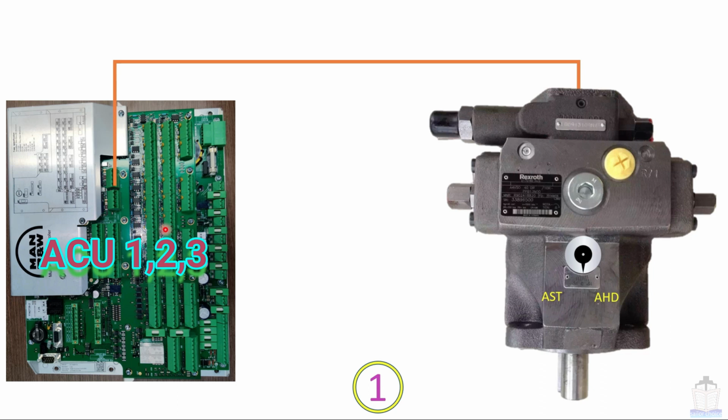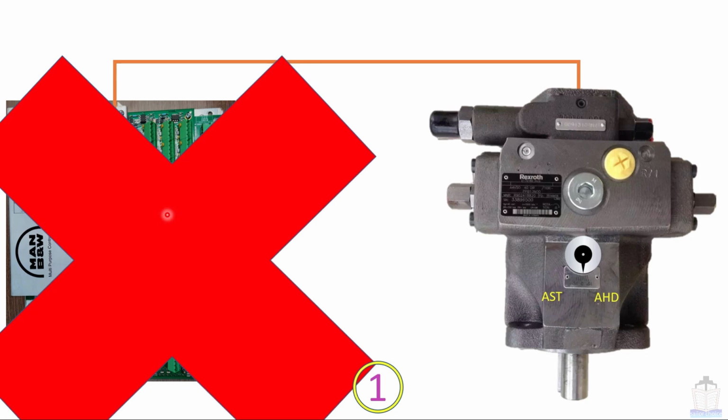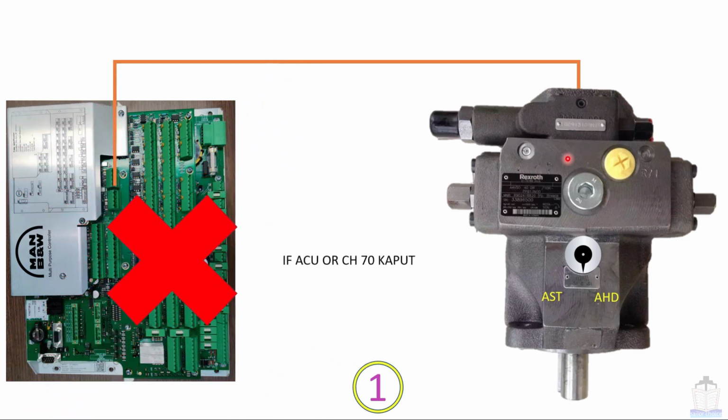This is SU1, 2, 3. These engine driven swash plate pumps are controlled by channel number 70. So suppose channel number 70 or MPC itself gets kaput, then this swash plate cam will shift to maximum ahead position, like you can see over here. So this was the first example.